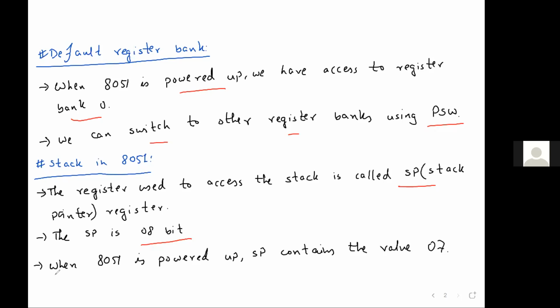So the last point is that when the 8051 is powered up, SP contains the value 07. So what is 07? Is it a content or is it an address? Address. Exactly, this is an address. But remember, this is the content of SP. Try to understand the difference. This 07 is the content in the stack pointer, and this 07 is actually an address. Is the difference understood? Have you understood the difference?